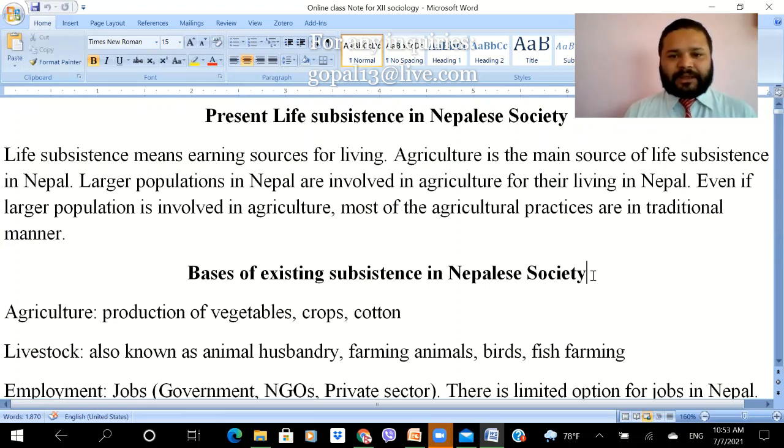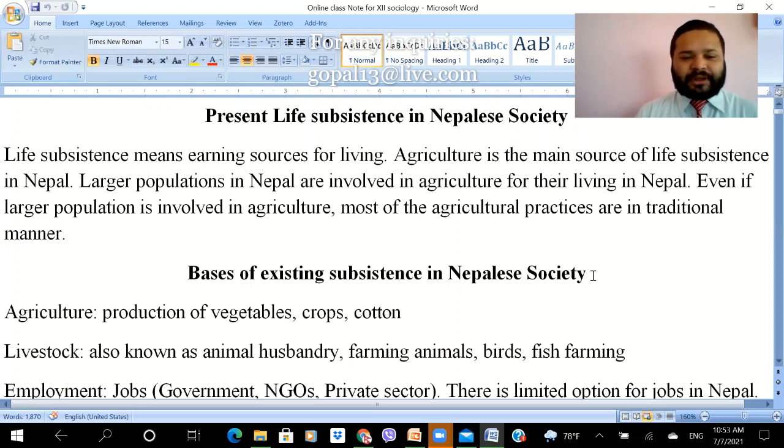We have said that agriculture is the main source. But even in agriculture, whether it is in a larger production or just for household use, are we able to produce to a larger extent, or are we just producing for our household use? Okay, these are the things that we need to understand. Okay, then agriculture, we have already talked about it.